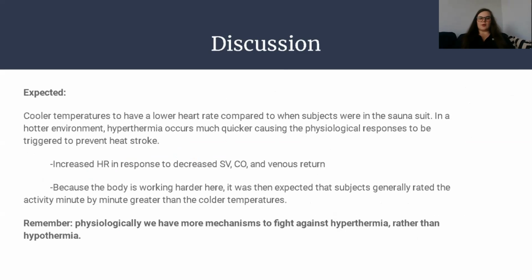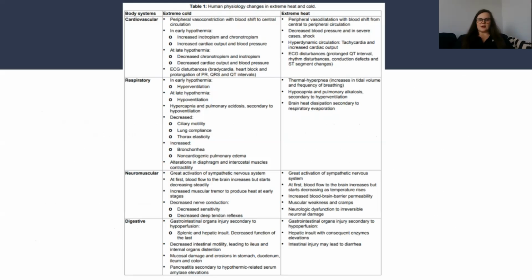Just taking a look at the discussion overall, we did note that the heart rate was a little bit higher, although we can't say significantly. At least the trend, to touch on for physiological reasons, was higher in the hotter environments than the cooler ones. And this is because physiologically, we really don't have much to fall back on. For example, in the slide, sorry.